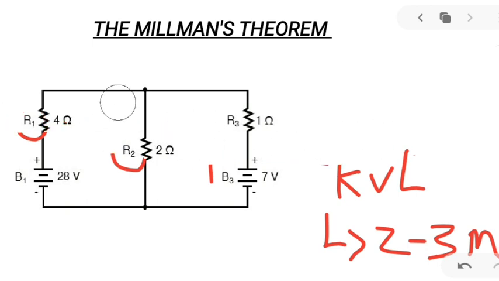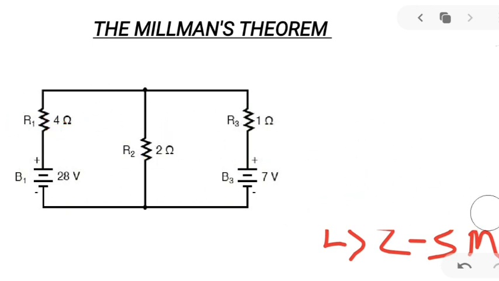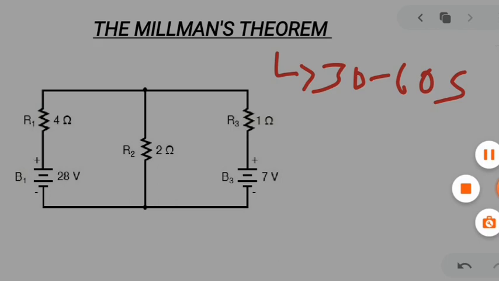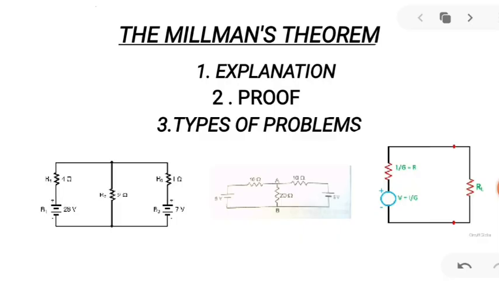So instead of that, there is a shortcut method known as Millman's theorem. By using Millman's theorem, you can solve this problem in just 30 to 60 seconds, that means nearly 1 minute. So let us start our video and learn more about Millman's theorem.